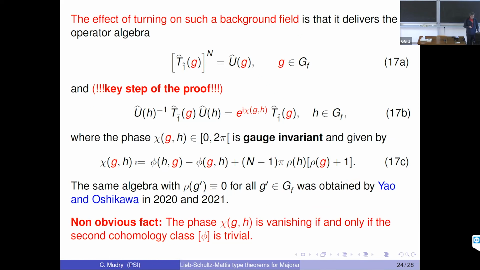And now you can show that for chi to be 0, you need to have phi to be trivial. So chi is identically 0 if and only if phi is trivial. That you can prove. It's a non-obvious fact, but it is so. And so you see that if it is not trivial, then you have this non-trivial phase in 17b, which means that you have two operators that commute with the Hamiltonian, but pairwise, they don't. So the generator of translation symmetry does not commute with U of H for a pair G and H if this chi G of H is not equal to 0 identically.